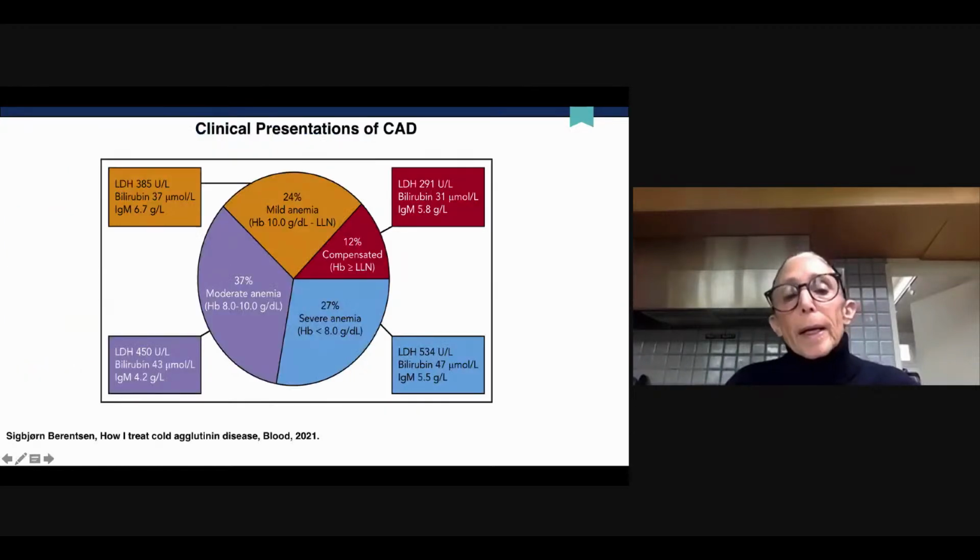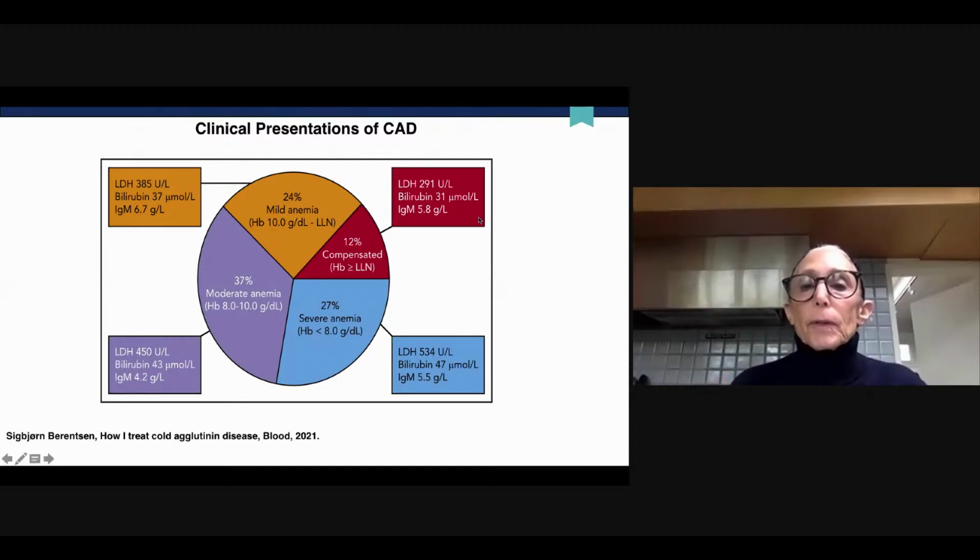And here you can see the variety. This is from Dr. Berentsen's recent publication in Blood. And you can see that the vast majority have either severe anemia or moderate anemia. And you can see that the LDHs tend to be high, the bilirubins are high, and the IgM levels do vary, but they tend to be high. Okay. The IgM level itself, the cold agglutinin antibody titer, doesn't really predict how brisk the hemolysis is.